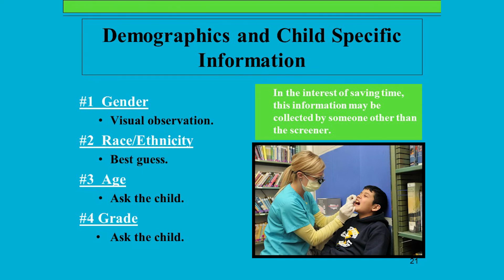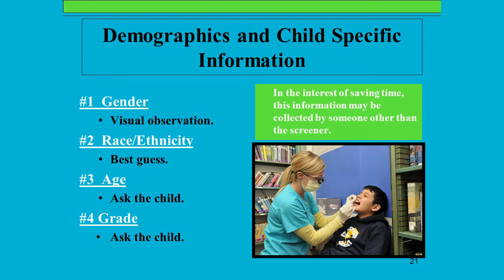Categories 1, 2, 3, and 4 on the screening form request demographical data. This information provides a profile of the population. Number 1, gender, is determined by visual observation. Number 2, race. Select the race of the child based on your best determination or guess. Do not leave this question blank. Number 3, age. You may wish to ask the child for this information. Number 4, grade.